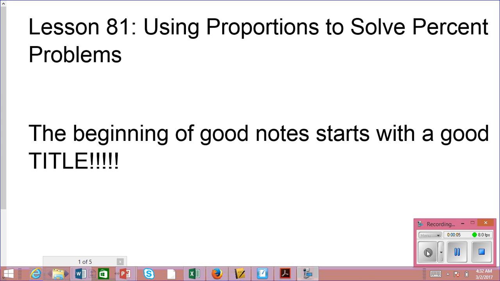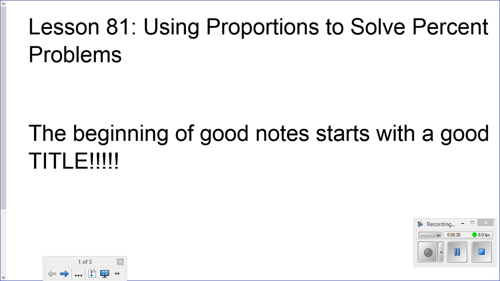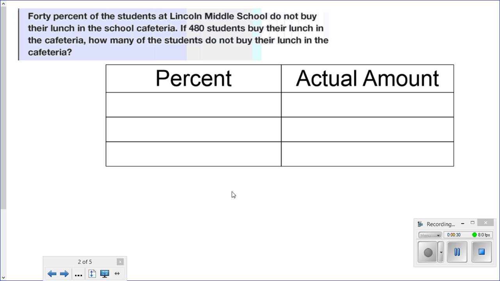Today we are on lesson 81. We will be using proportions to solve percent problems. Just remember, the beginning of good notes starts with a good title. Get lesson 81, using proportions to solve percent problems, because that is exactly what we will be doing today. Don't forget it. To start out, we have this example.